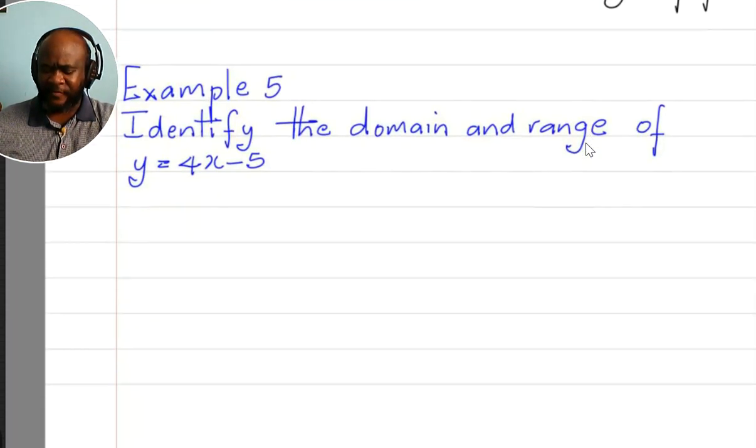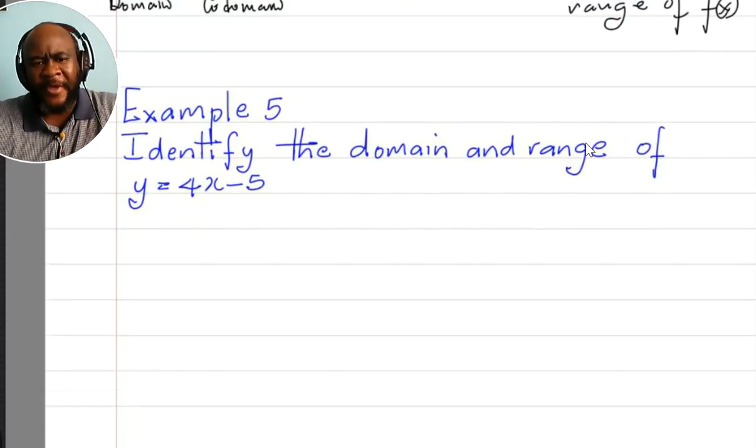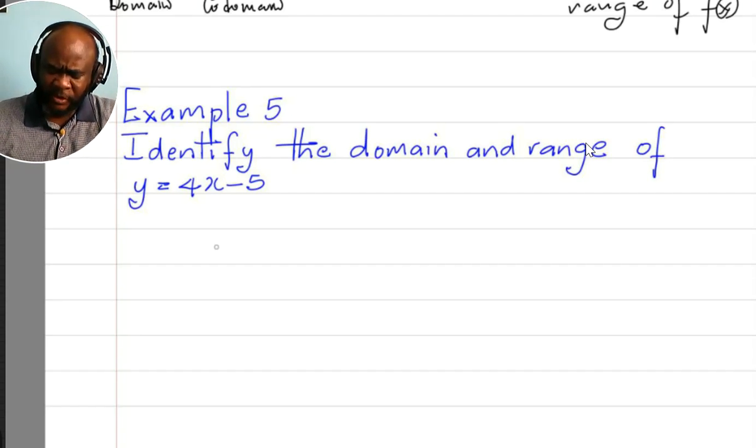Example 5. In example 5, we're asked to identify the domain and the range of y is equal to 4x minus 5. y is equal to 4x minus 5 is a linear relation, and the graph of a linear relation is a straight line. So we could do a sketch.